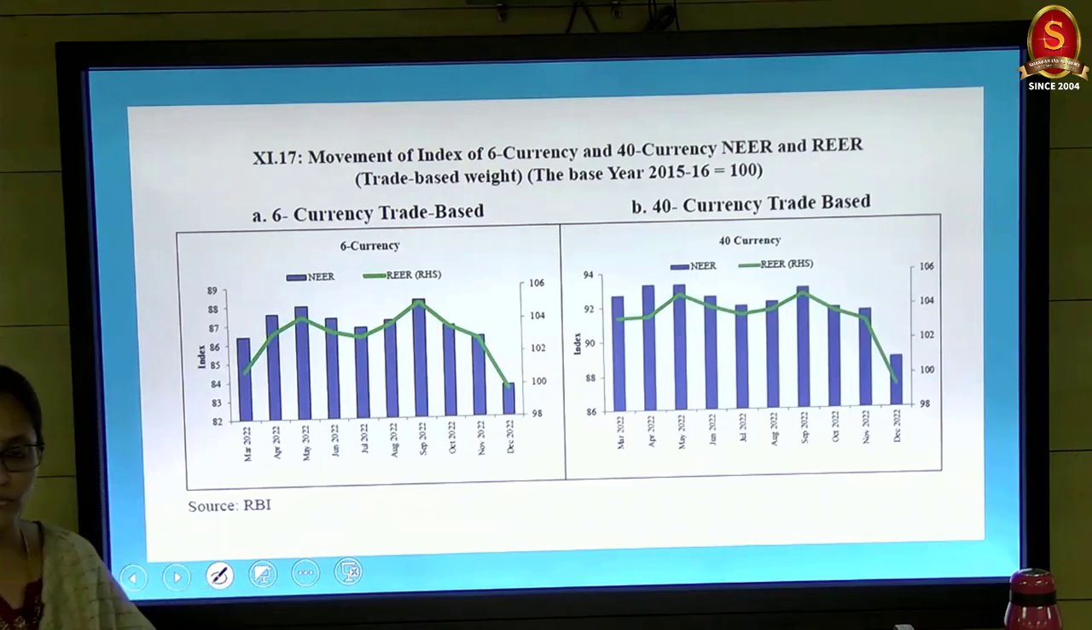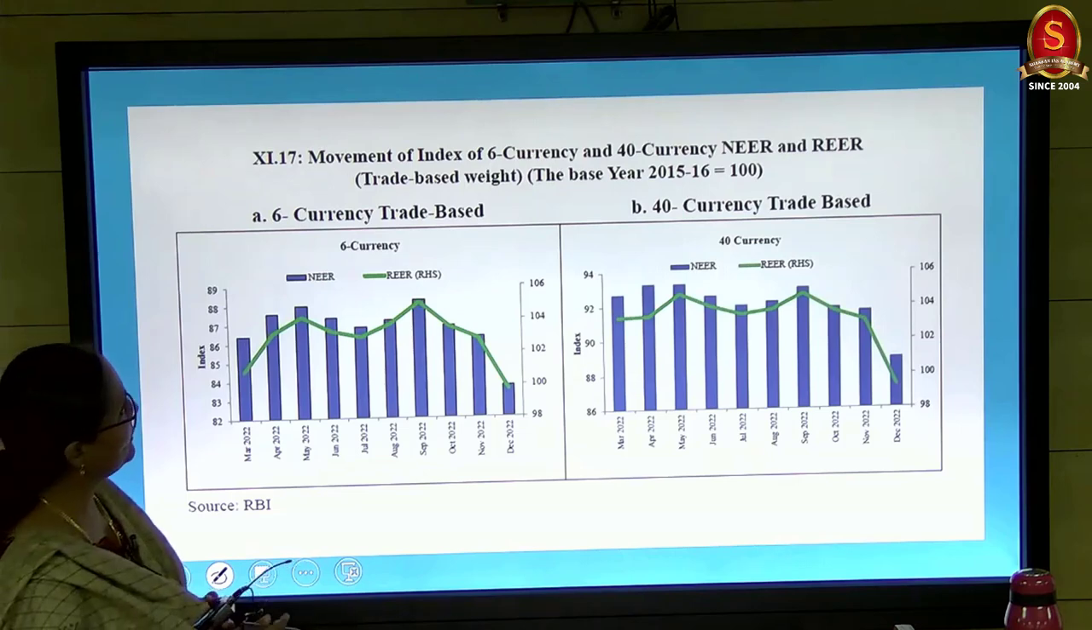What is the type of exchange rate system which we have? What do you mean by mixed? Floating exchange rate with the central bank's intervention. There is no word called mixed. There is either fixed or floating. So it is a floating exchange rate system with the central bank's intervention.